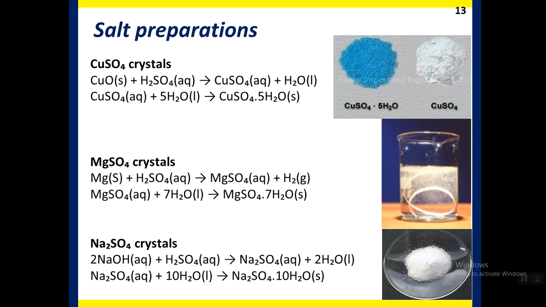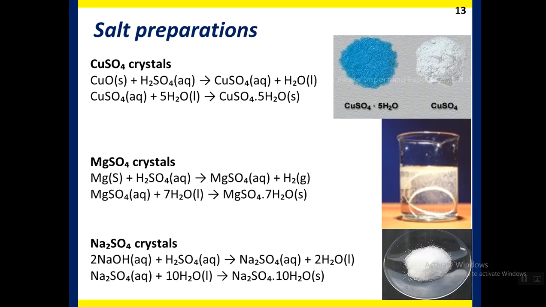When copper oxide is reacted with sulfuric acid, now you know the equation. When copper oxide is reacted with sulfuric acid, it forms copper sulfate and water. And if this copper sulfate is further reacted with water, it forms the hydrated form of copper sulfate. So in the picture you can see that the white one is the copper sulfate CuSO4, and after it is treated with more water, it forms the hydrated form of copper sulfate, right?